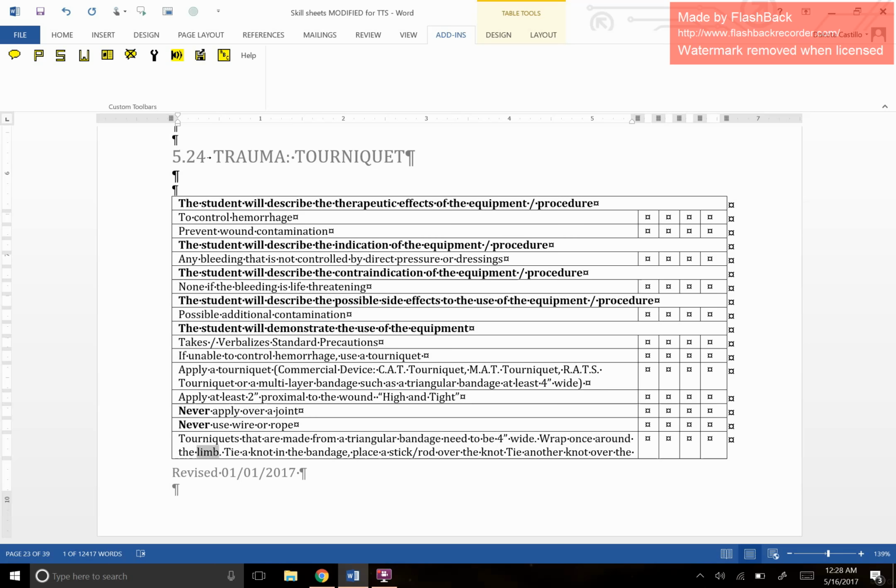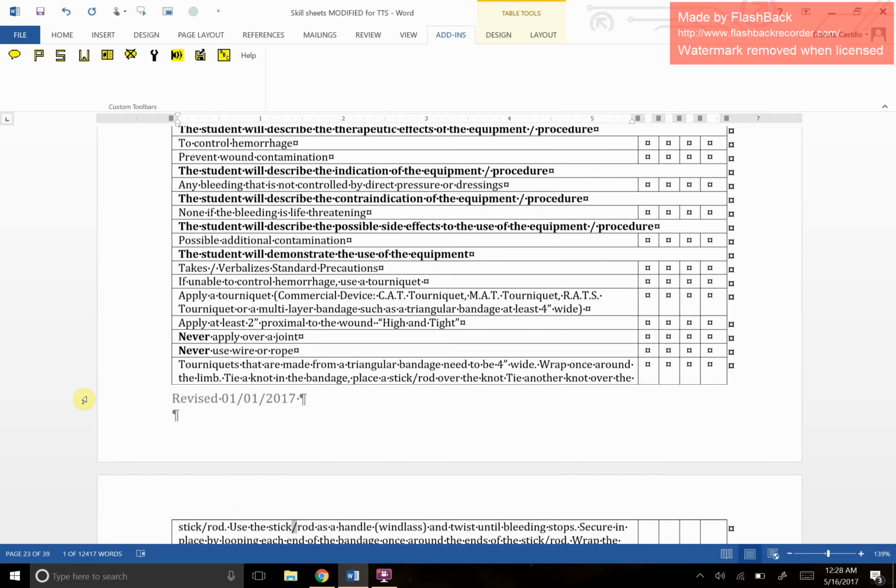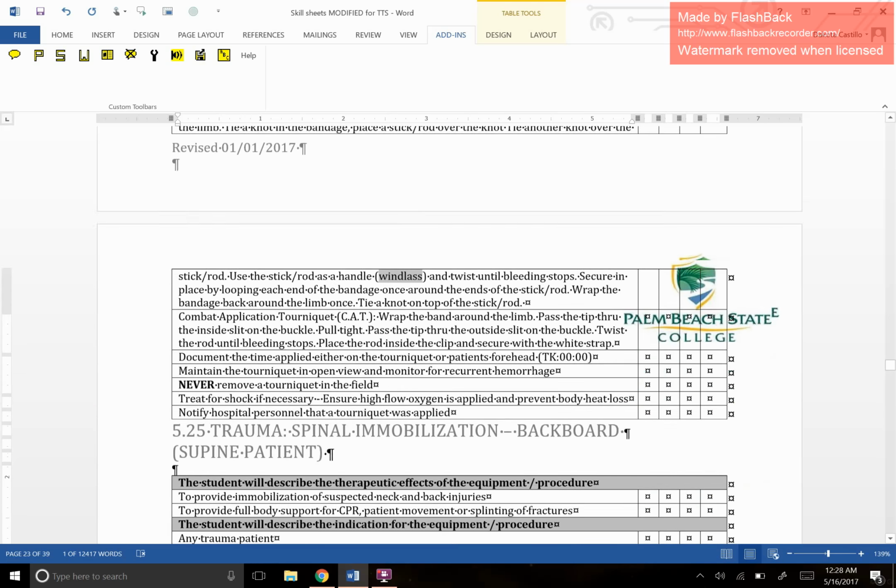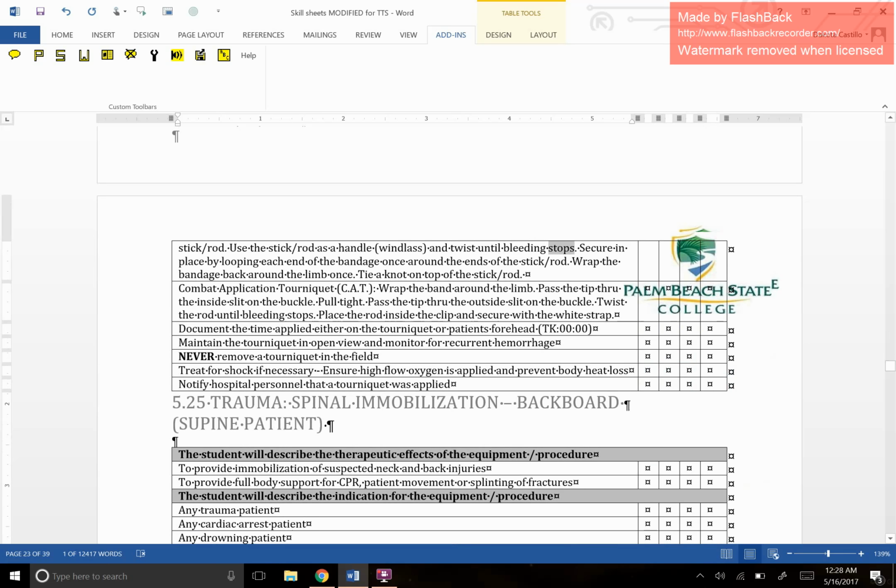Wrap once around the limb. Tie a knot in the bandage. Place a stick or rod over the knot. Tie another knot over the stick or rod. Use the stick or rod as a handle, a windlass, and twist until bleeding stops. Secure in place by looping each end of the bandage once around the ends of the stick or rod. Wrap the bandage back around the limb once. Tie a knot on top of the stick or rod.